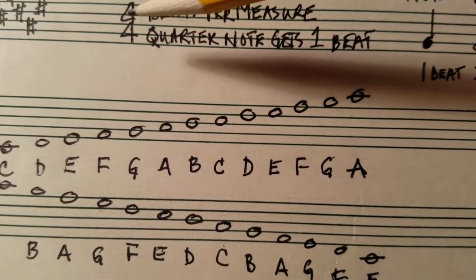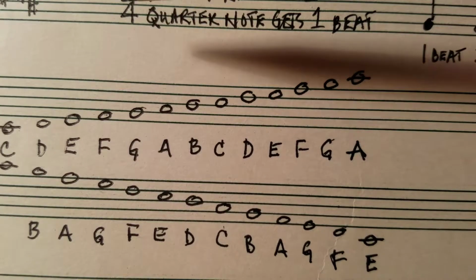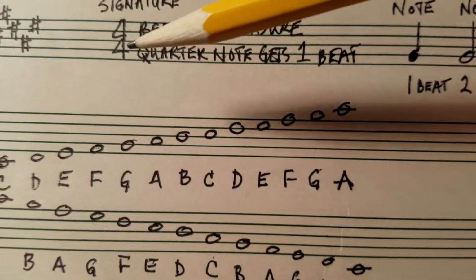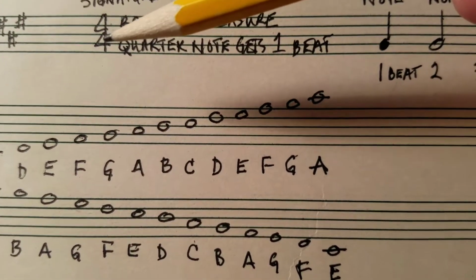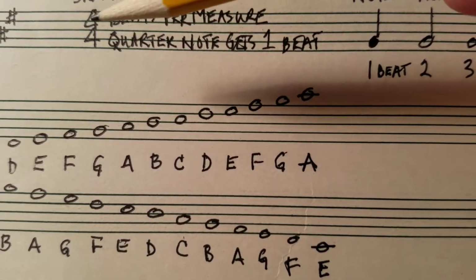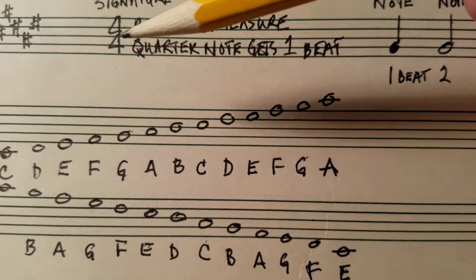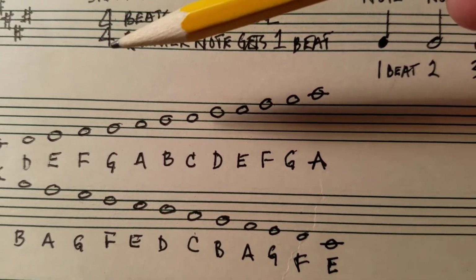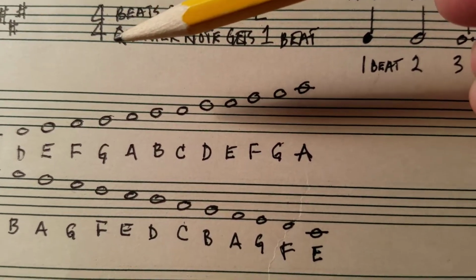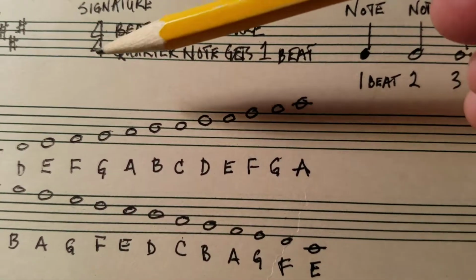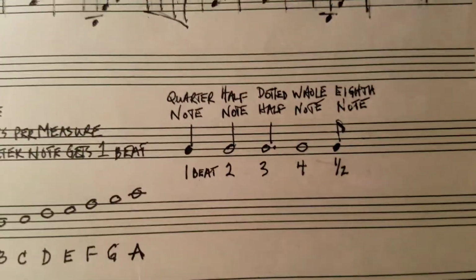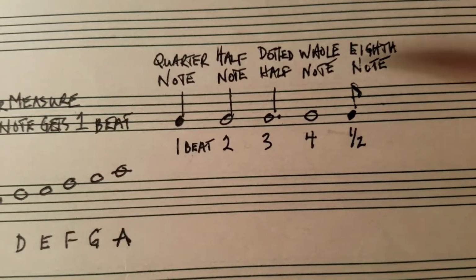It can be different combinations of numbers, 2/4, 3/4, it can be 5/4 or 6/4, it can be 3/8, 5/8, it can be 3/16. Okay, so the bottom note, if it was an 8, would mean an 8th note gets one beat. If it's 16, the 16th note would get one beat. If it's 2, a half note would get one beat. So let's just talk a minute about the different kinds of notes that are in this piece.